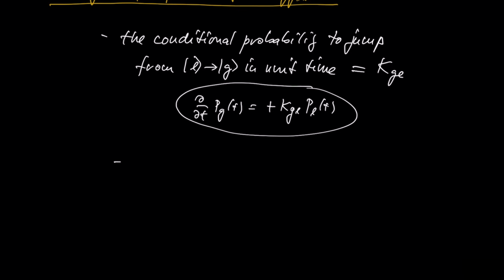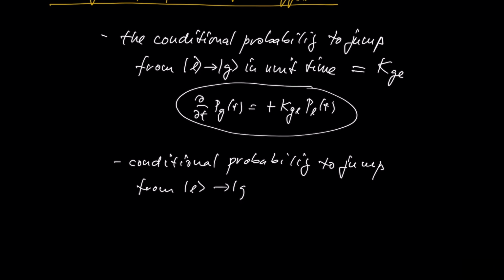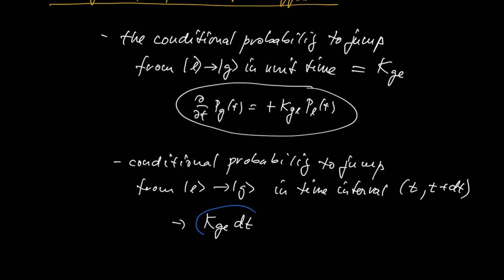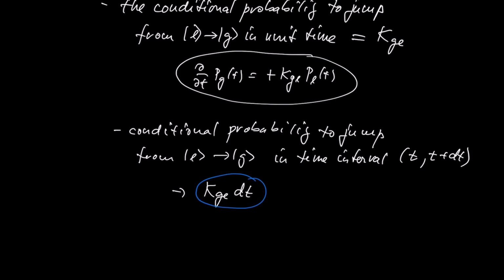One that doesn't look so crazy as here, and that is when you consider only processes that happen on an infinitesimal time scale. So if you ask what's the conditional probability to jump from E to G in the time interval from t to t plus dt, then that is actually k_GE dt. That's a correct interpretation because you can assume that on infinitesimal time scales the probabilities do not change.